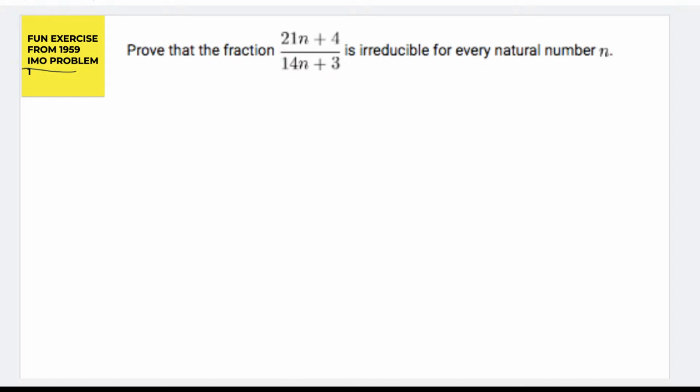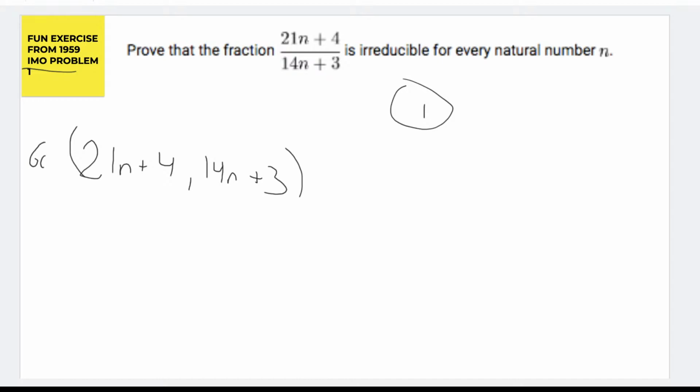Now we want to prove that the fraction 21n plus 4 divided by 14n plus 3 is irreducible for every natural number n. If a fraction is irreducible for every natural number n, what does that mean? That means the GCD of the two terms needs to be 1, and that will be the only case. So we want to find the GCD of 21n plus 4 and 14n plus 3, and if the GCD is 1, then we know that this is irreducible.